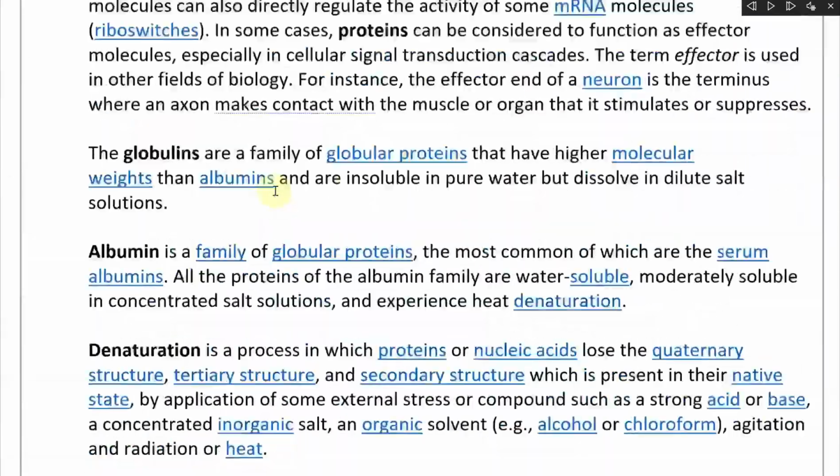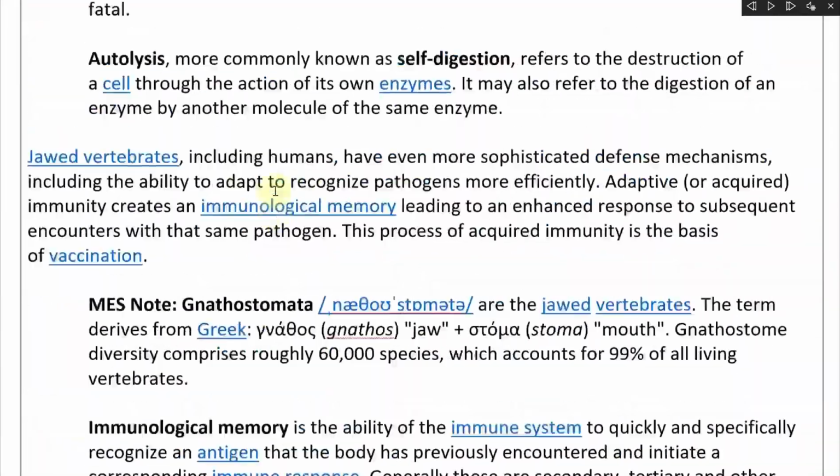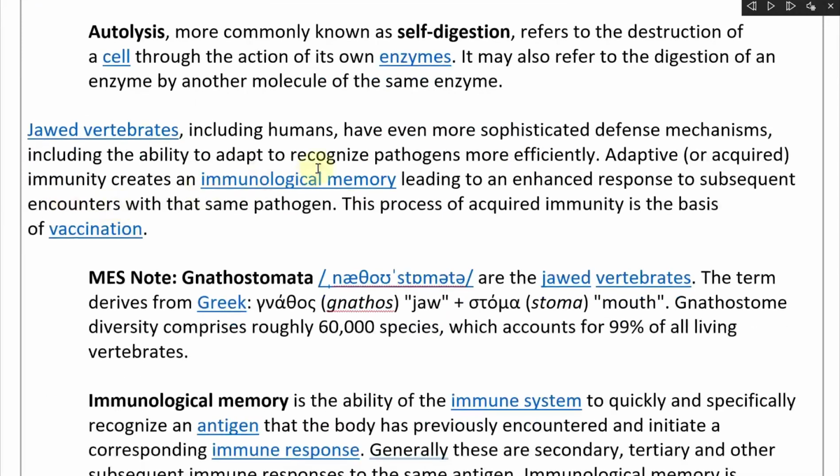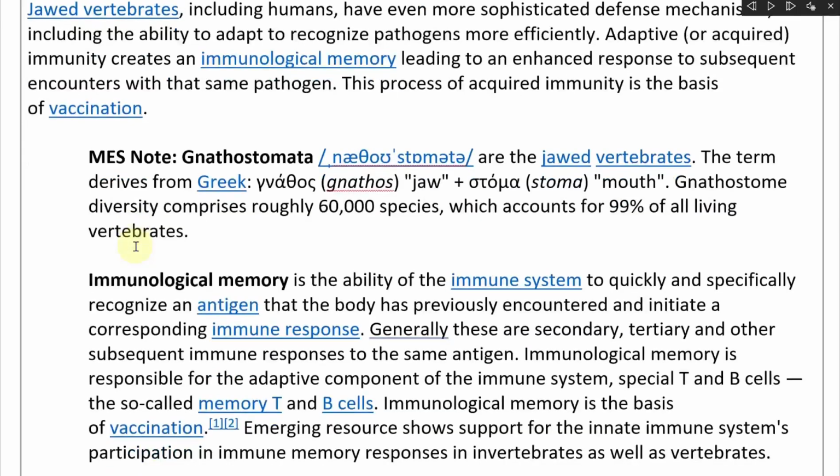And there's a phagocytosis. So anyways, let's go back here. So jawed vertebrates, including humans, have even more sophisticated defense mechanisms, including the ability to adapt to recognize pathogens more efficiently. Adaptive or acquired immunity creates an immunological memory, leading to an enhanced response to subsequent encounters with that same pathogen. This process of acquired immunity is the basis of vaccination.